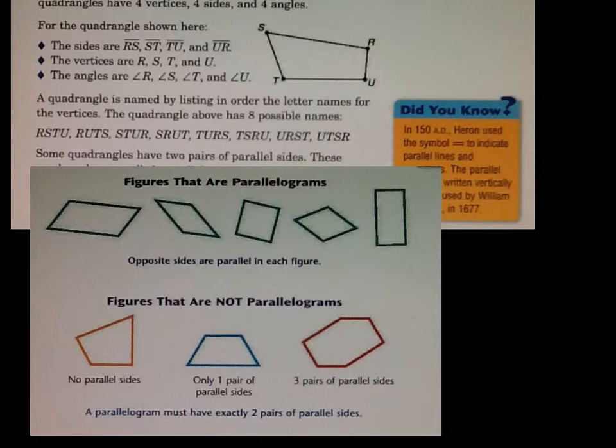A quadrilateral could be a parallelogram, like these. A parallelogram means that opposite sides are parallel in each figure. These are not parallelograms, even though some of them might be quadrangles. This only has 1 pair of parallel sides, so it's not a parallelogram. This has too many pairs. It has 3 full pairs. And this has no parallel sides.